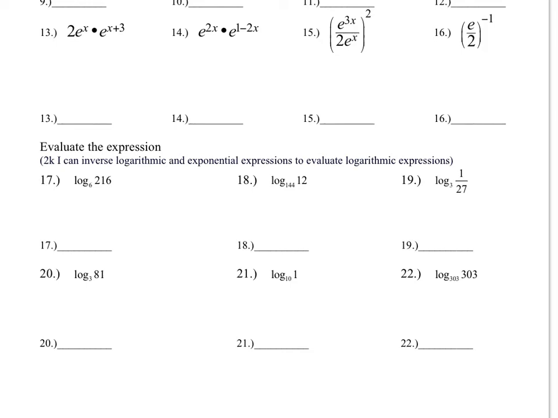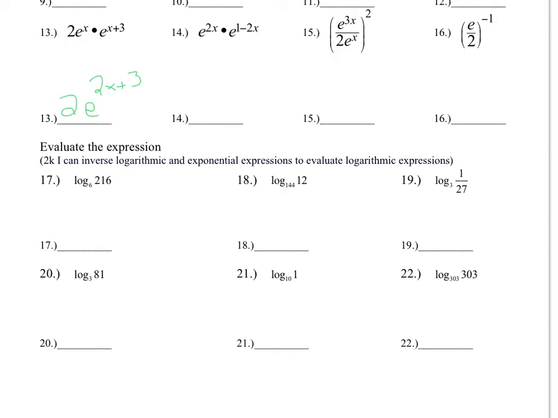Welcome back, part 3. We start with number 12. Here, since there's multiplying happening, we of course add our exponents. So that would be 2 base e. Notice it's x plus x, so 2x plus 3 is appropriate there.